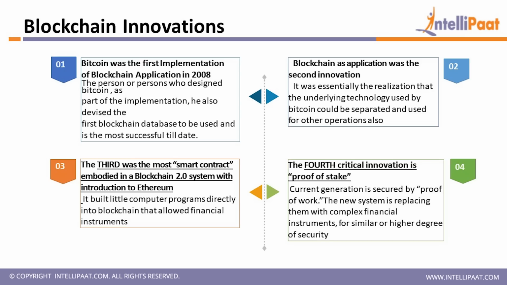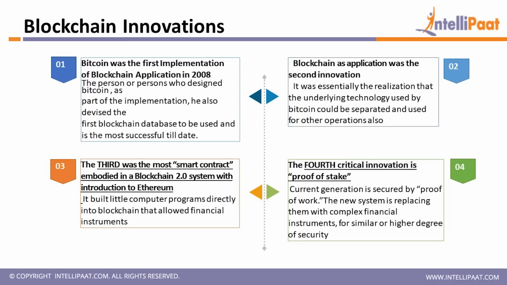This slide depicts the blockchain innovations. Bitcoin was the first implementation of blockchain in 2008. First was cryptocurrency, and then the second innovation was blockchain as an application. And the third was the smart contract embedded in a blockchain 2.0 system, with the introduction of Ethereum.